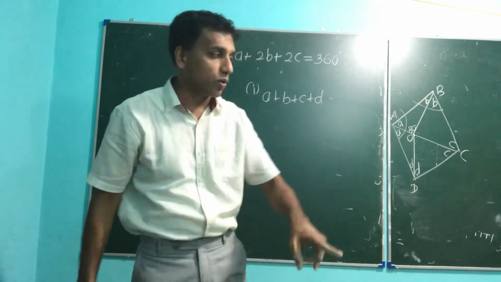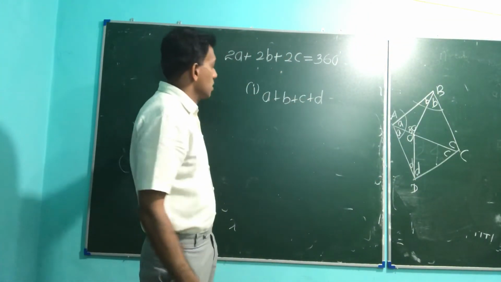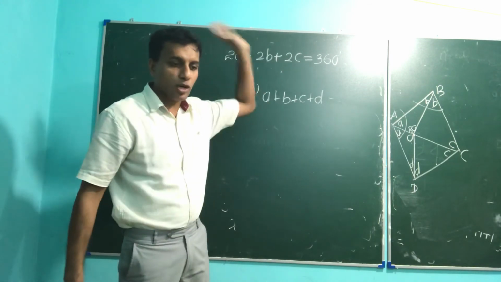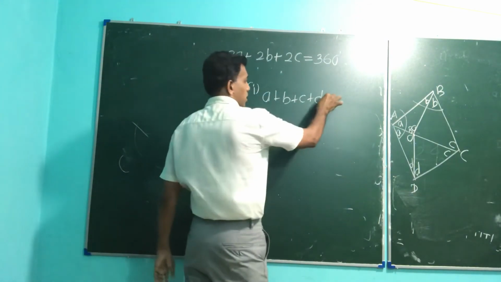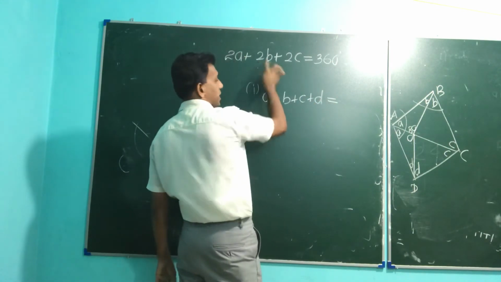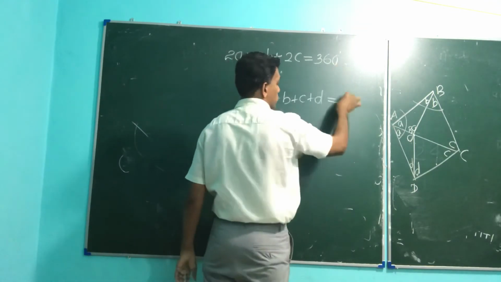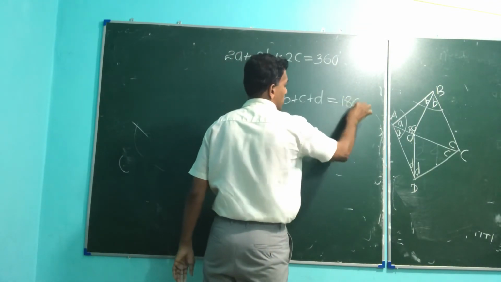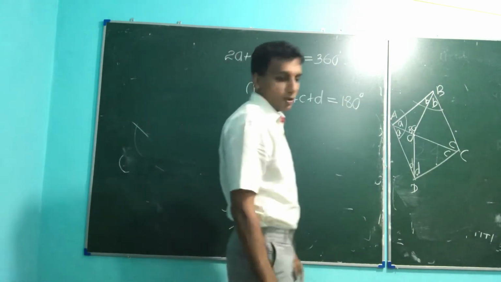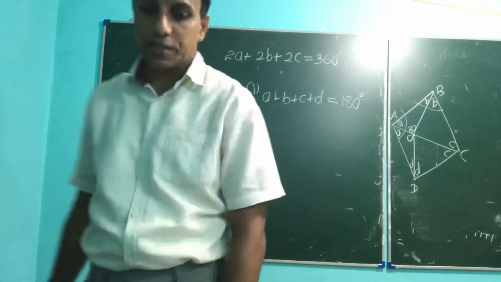But the problem is what? 1A, 1B, 1C, 1D. So what's the idea? Divide by 2, everywhere divide by 2. The 2 cancels in A, B, C, D. But the answer also gets divided by 2: 180 degrees. A plus B plus C plus D is 180 degrees.